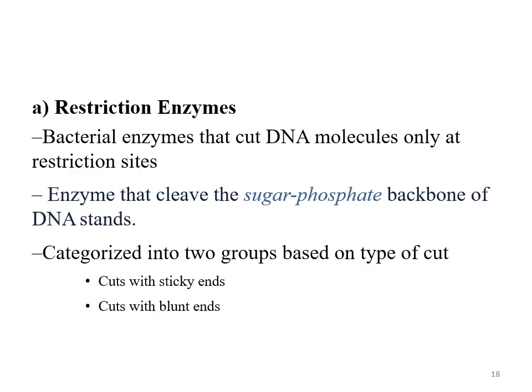Restriction enzymes or restriction endonucleases are one of the most important groups of enzymes for the manipulation of DNA. These are bacterial enzymes that can cut or split DNA from any source at specific sites. Or you can say these can cut the DNA molecule only at restriction sites, which are specific. These enzymes cleave the sugar phosphate backbone of the DNA strand and are categorized into two groups based on the type of the cut.